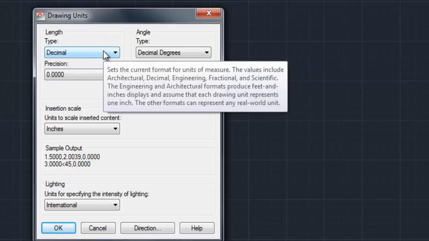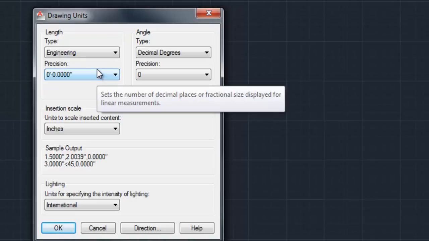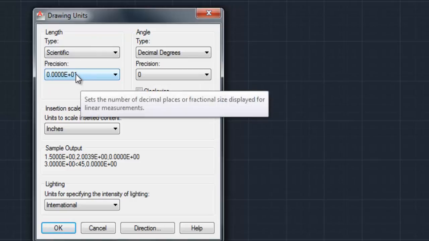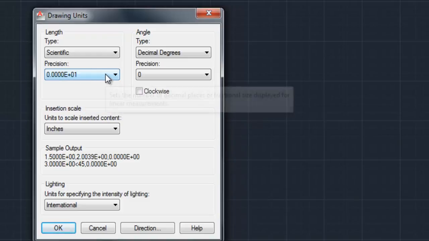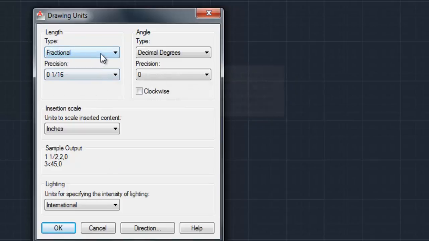Again, the default for this is decimal, but it can be selected to be architectural, where the units are feet and fractional inches. It can be set to engineering, which is decimal inches, and it can be set to fractional, which is feet and fractions of an inch. And then there's scientific, and that's to the power of. It's very precise, going to very high precision. Won't be working with that too often. You're going to be working predominantly with some fractional, mostly decimal, and sometimes architectural.